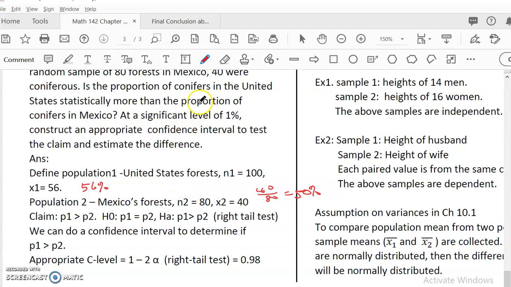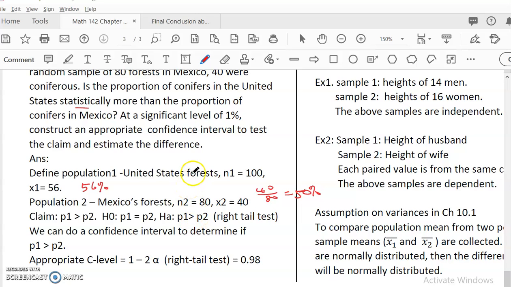So that's what they want to claim, that the proportion of conifer forests in the United States is statistically more. The sample showed more, but it could be because of sample variation. So we want to see if it is statistically more. So your claim would be P1 greater than P2, and then our H0 is P1 equal to P2. Our alternative hypothesis is P1 greater than P2, because it's a right-tailed test, and our claim would be in the alternative.